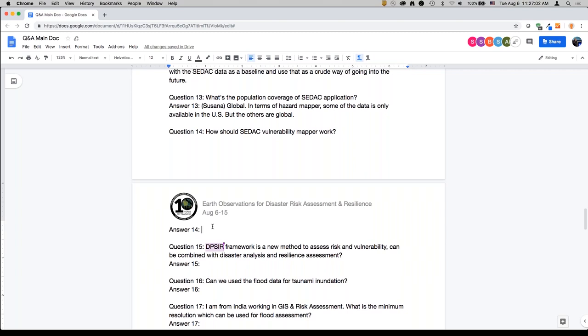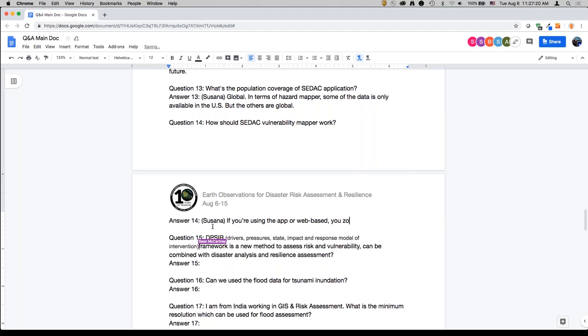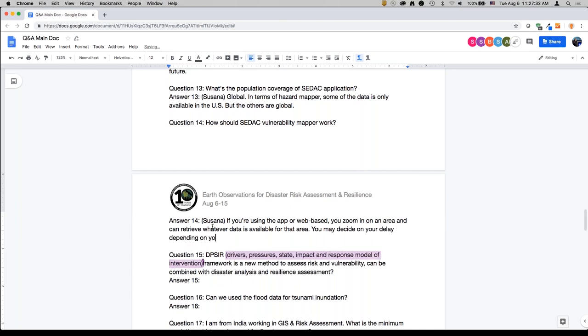How should the CDAC vulnerability mapper work? If you're using the app or the web based version, you basically zoom in on an area and you are able to retrieve whatever data is available for that area. You may decide what layers you want to show. Depending on your screen, you may have too much information. And then you can hover on top of that and see information for the different points.